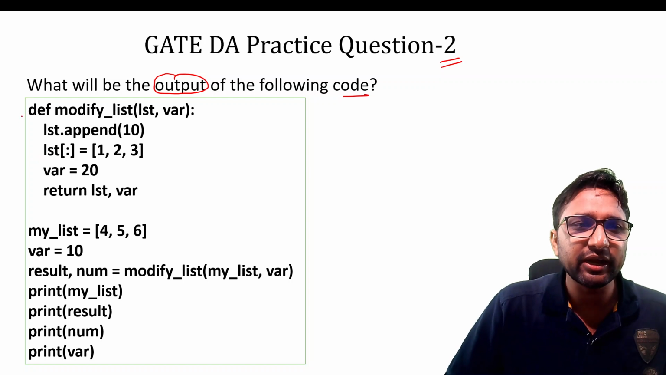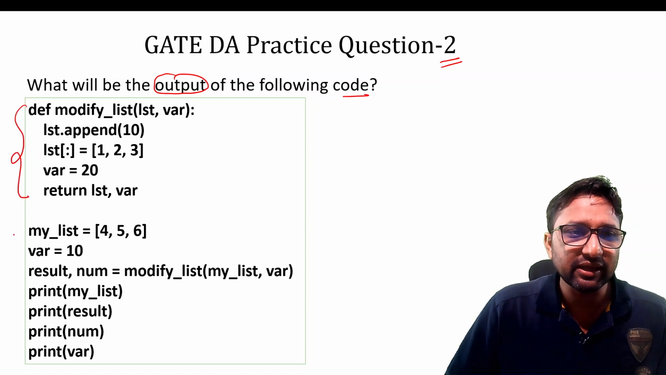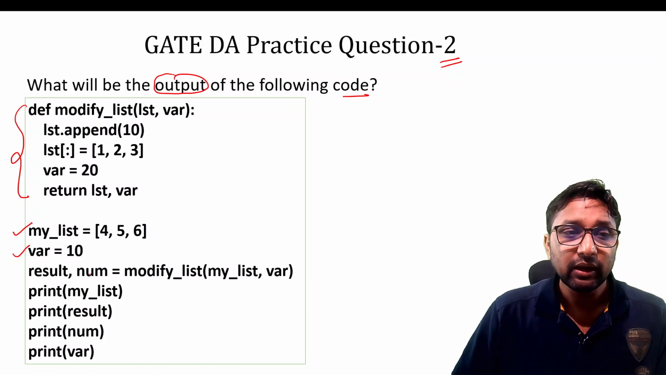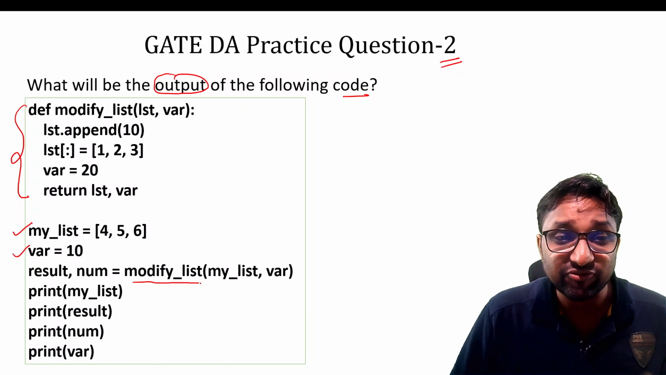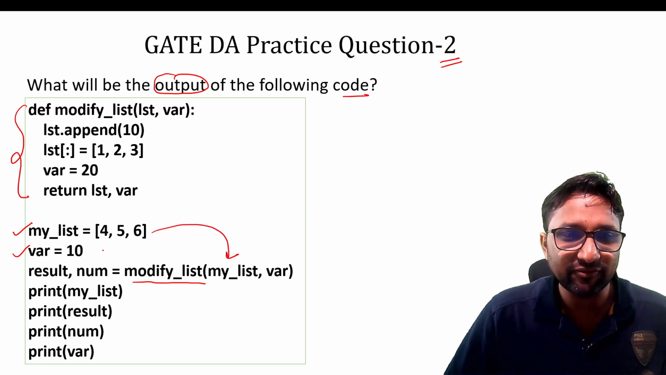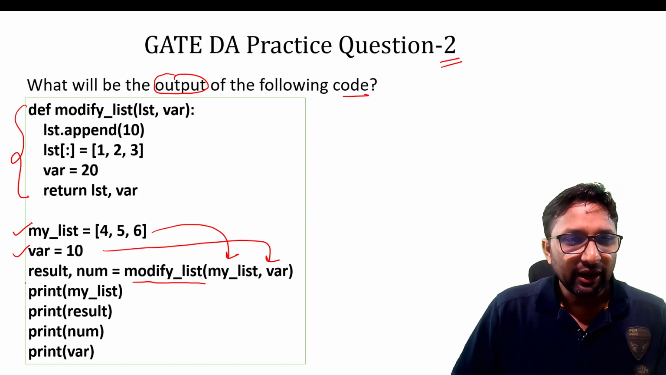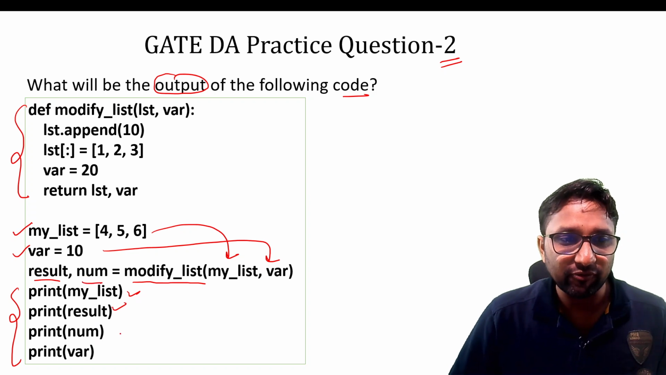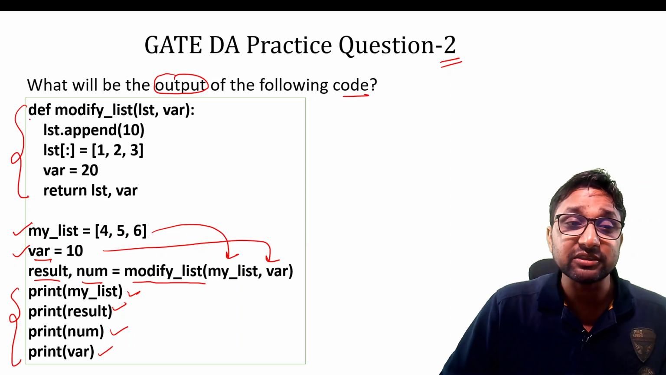So let's check out. They define the function over here, they give us a my list, a list they define, a variable is also there now, and we are calling this modify list function. This time we are passing two parameters, one is the list and another one is this variable, and we are printing four things over here: my list, the result which we will get, this num which we will get, and this variable. Let's see what this function is doing.